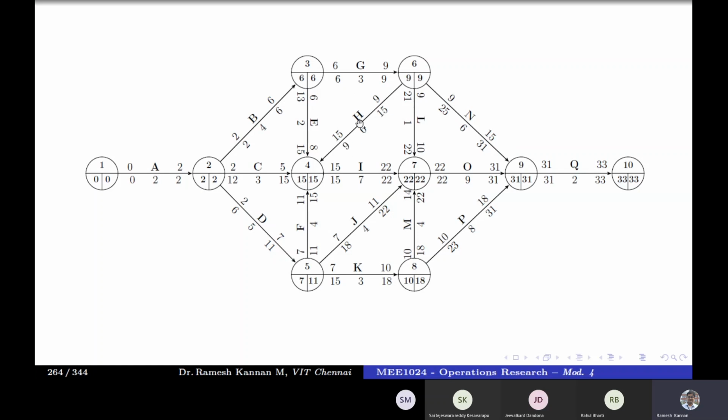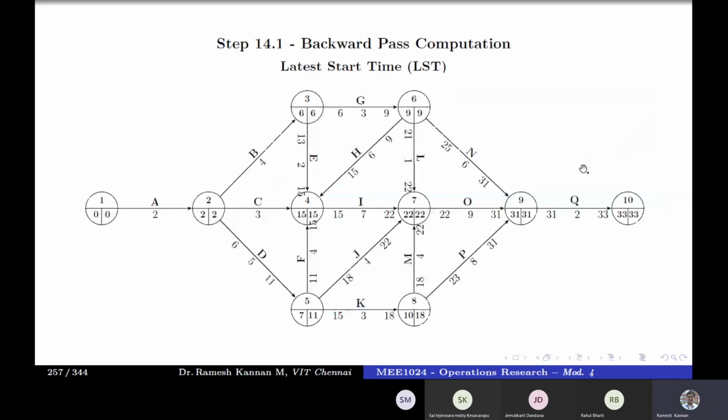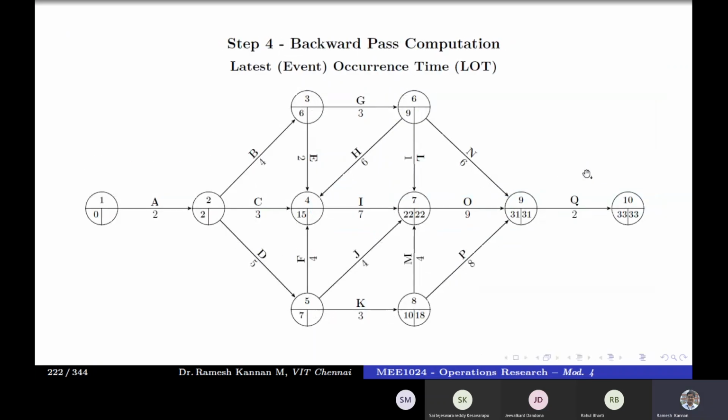Actually, this is in a backward pass, it's 15, 15, 9, 9. So it's just a reverse. I've made it a reverse. This is also a critical activity. Then 15, 15, 22, 22, 22, 22, 31, 31, and 31, 31, 33, 33. So a critical path is A, B, G, H, I, O, Q. So that confirms our sanity check also.